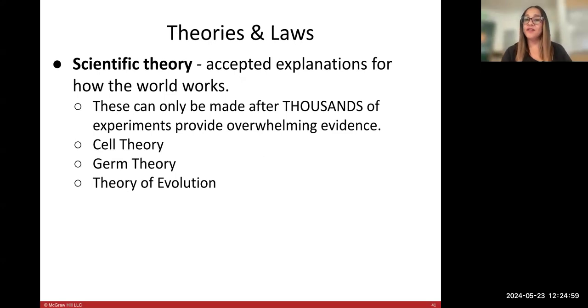A scientific theory is an accepted explanation for how the world works. These can only be made after thousands of experiments provide overwhelming evidence. Not one scientist can make a theory by his or herself. It's a collection of thousands of experiments, evidence, data, and then the scientific community comes together as a whole and decides what is or is not a theory.